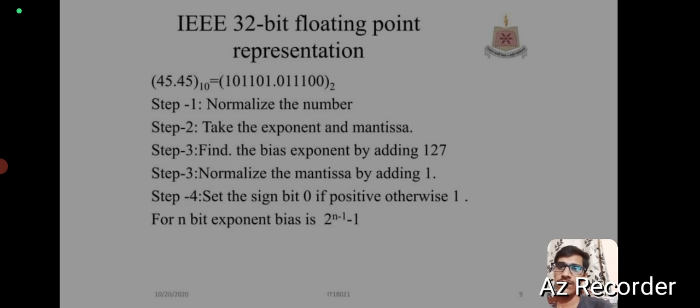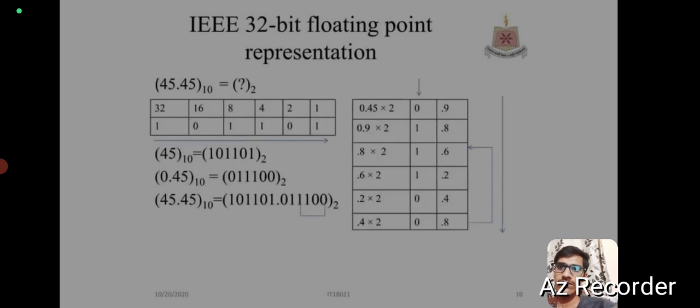Here we have been given a decimal number 45.45 to the base 10. First we have to convert it to base 2. Then recognize its mantissa and normalize the mantissa by adding 1, and again use the bias exponent formula, that is 2 to the power n minus 1, whole minus 1. This is the representation of converting a decimal number to a binary number.